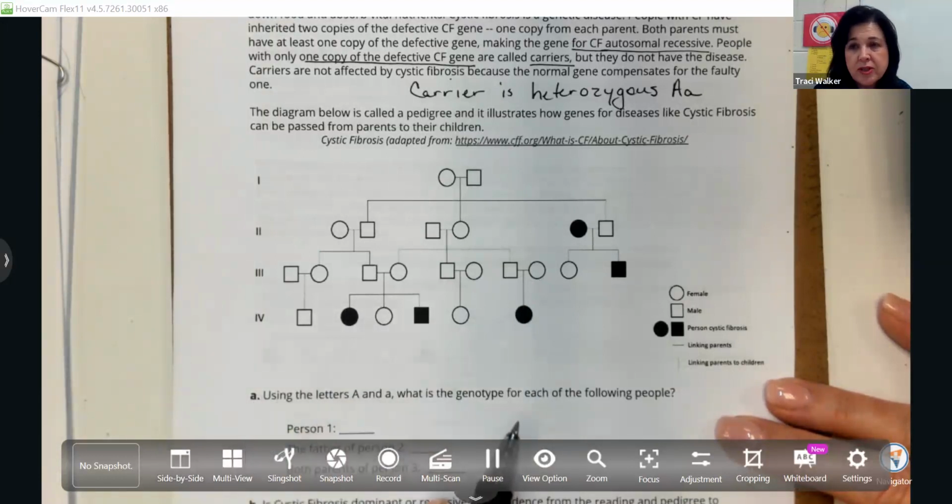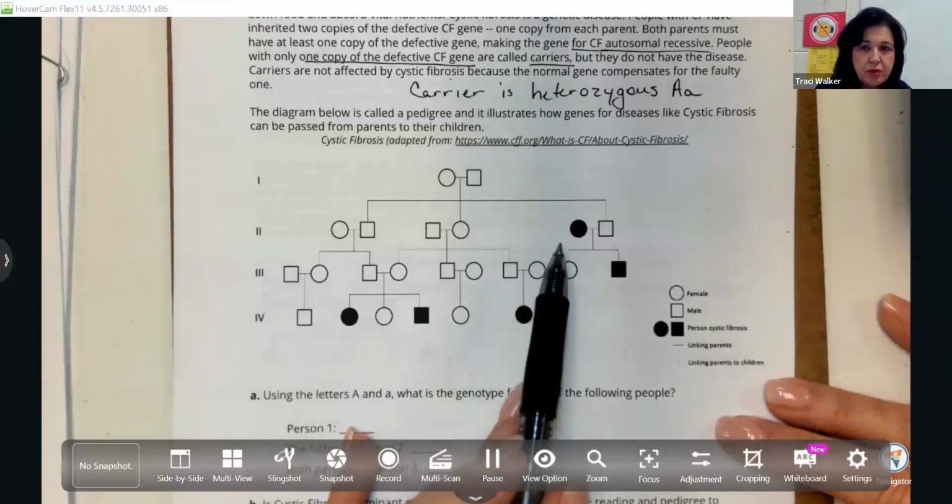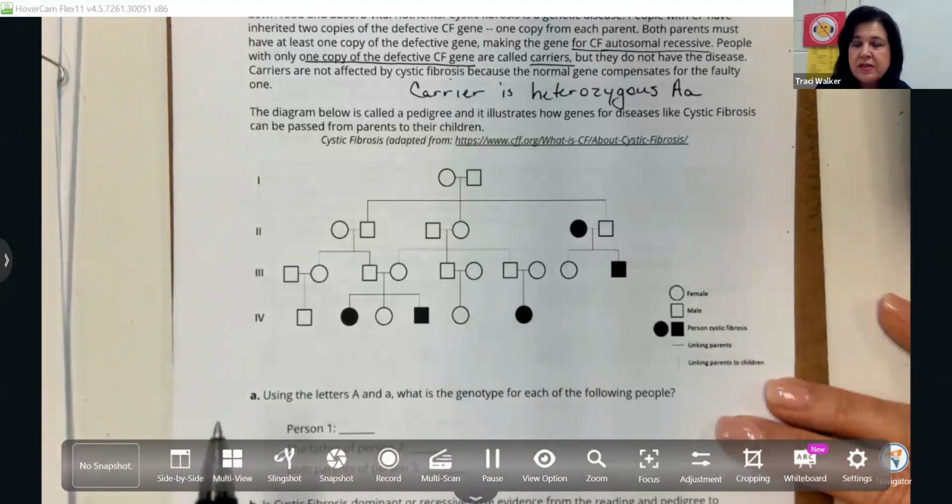And so the next question I ask is, is it all males or mostly males that are affected? And I see that there are 1, 2, 3 females affected and 2 males. So this one is not sex-linked or X-linked. It is on the regular chromosome, so it's autosomal recessive.